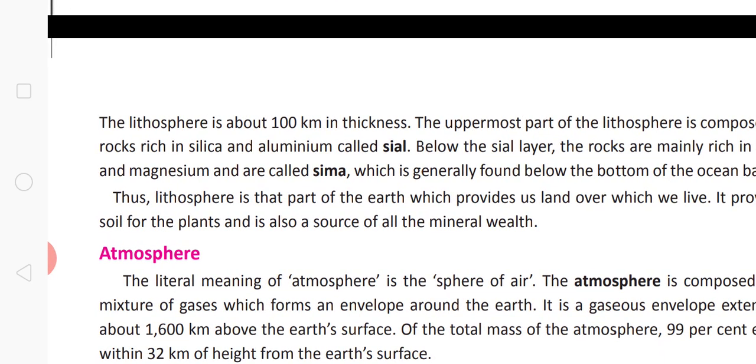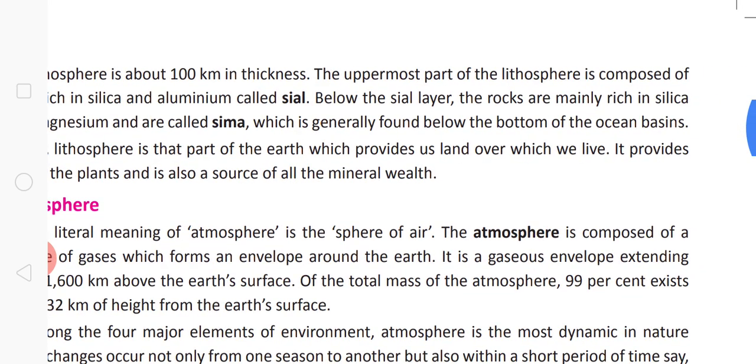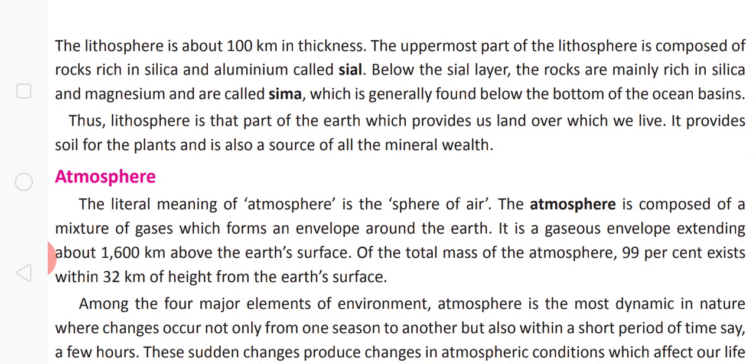Now the next characteristic of lithosphere is that the lithosphere is about 100 km in thickness. So what is the thickness of lithosphere? It is 100 km in thickness. The uppermost part of the lithosphere is composed of rocks rich in silica and aluminium. So the upper part of the lithosphere is sometimes called sial because this layer is made up of two things, silica and aluminium. It is made up of silica and aluminium, therefore it is known as sial.